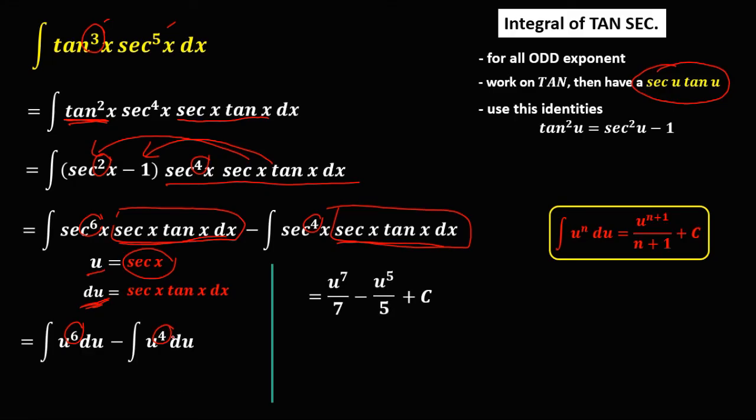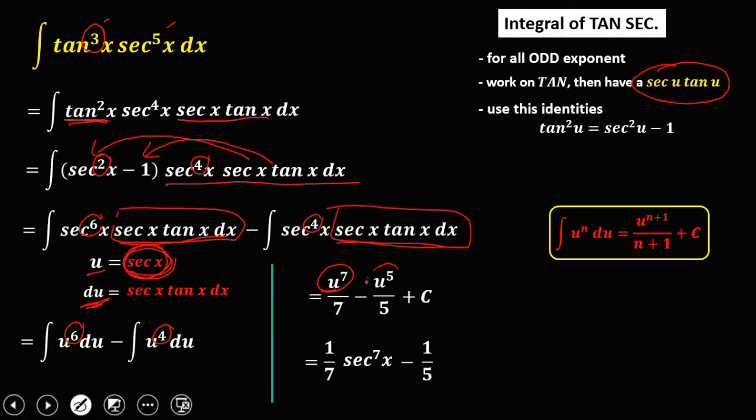Then simplify, so this u to the power 7 over 7 is the same as 1 over 7 times u to the power 7, since u is equal to secant x. So that becomes secant to the power 7x. Then we have this negative 1 over 5. Then since u to the power 5 and u is equal to secant x, we have now secant to the power 5x, then plus c. So this is now the final answer.